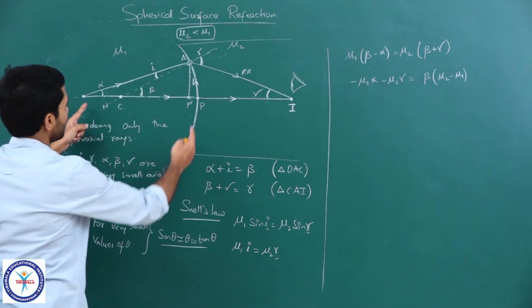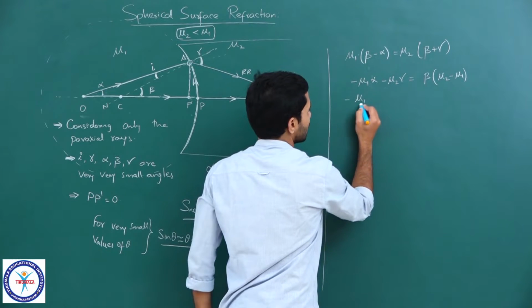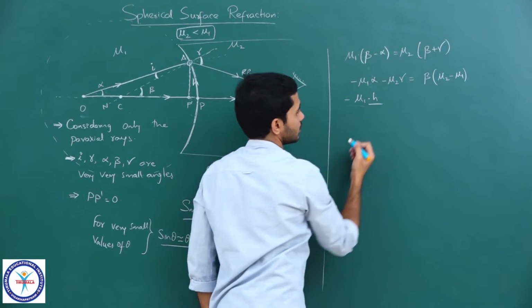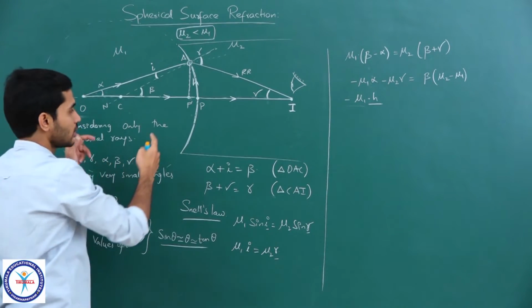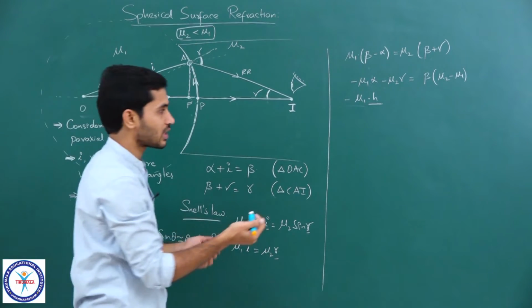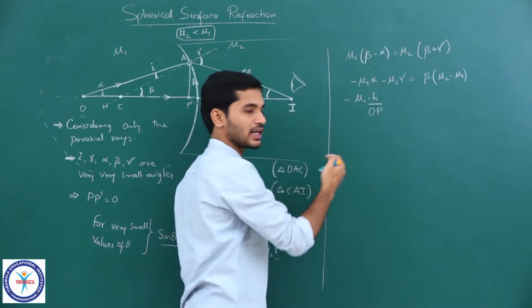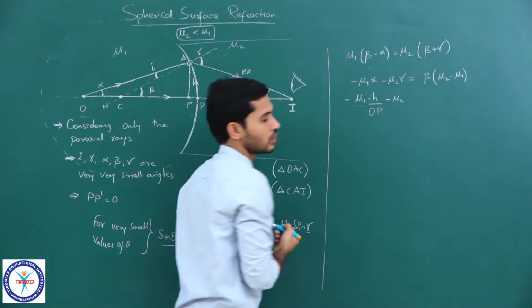So, h by this, correct. So, minus mu 1 into h by, what is this length? We know that this length is object distance, correct, but for now I will just substitute it as OP. We know OP is object distance, but let me write it as OP itself. You will understand why. Minus mu 2 into gamma.